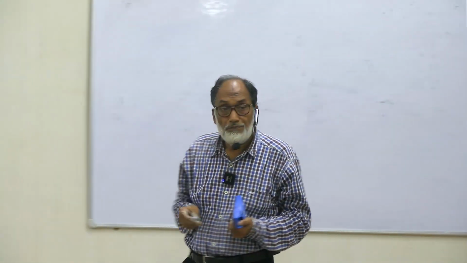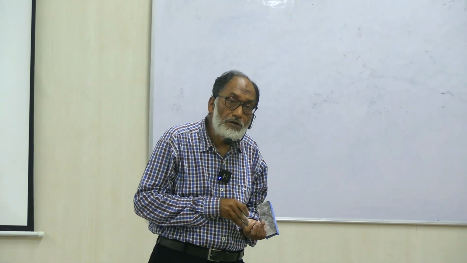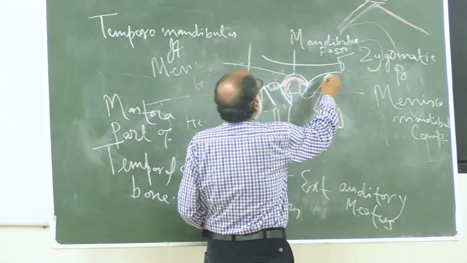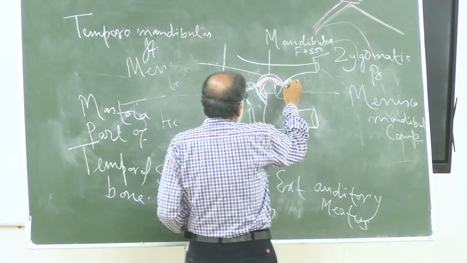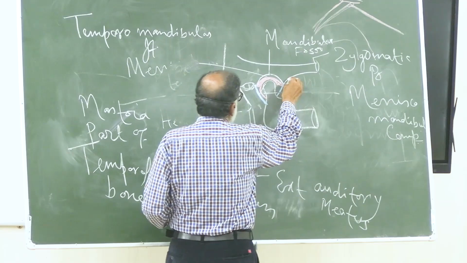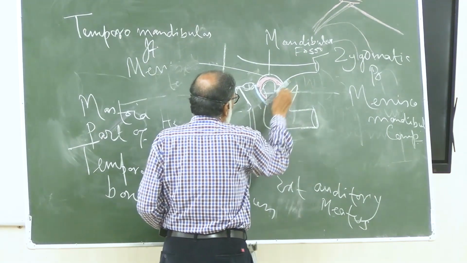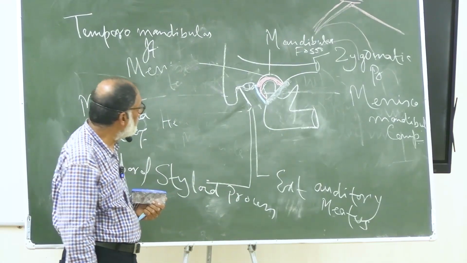Now come to the most important ligament, the lateral temporomandibular ligament. It is coming from the zygomatic process, the zygoma. So it is coming from here, and it is attached to the neck of the mandible, right?